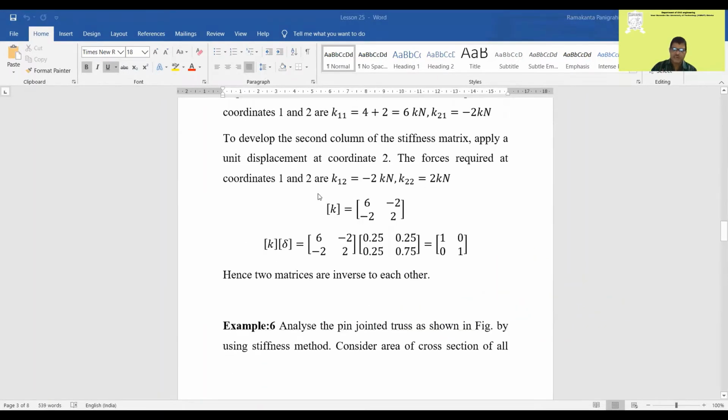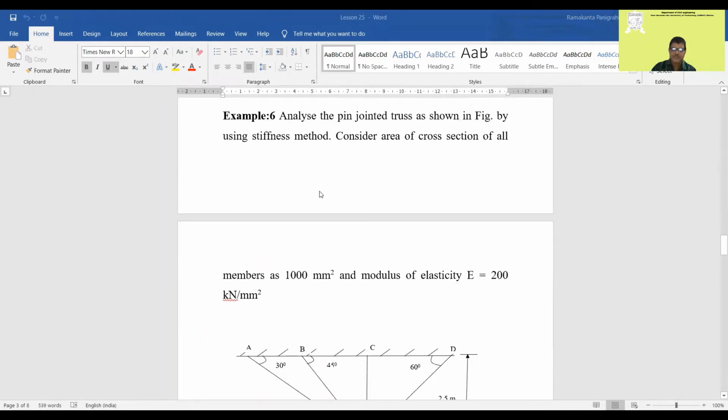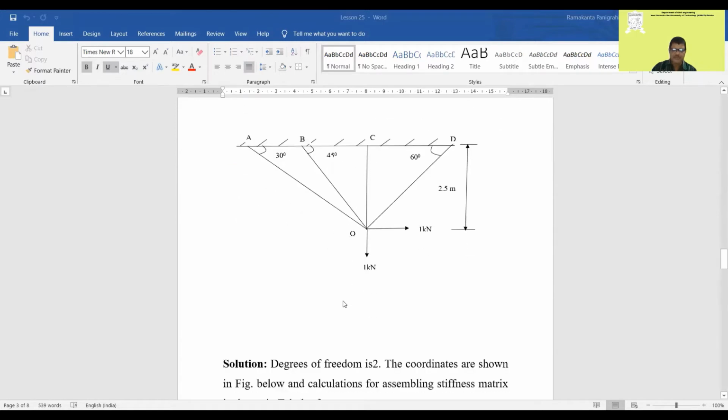Now let's go to the next problem. Analyze the pin jointed truss by using the stiffness method. The area of cross section is 1000 for all. E is equal to 200 kilonewton per millimeter square, like the last one. Now this is the problem given.